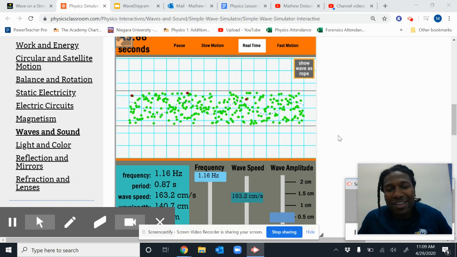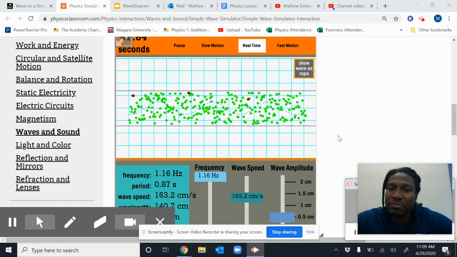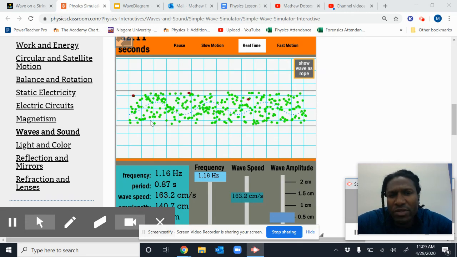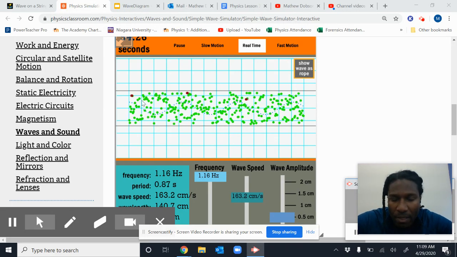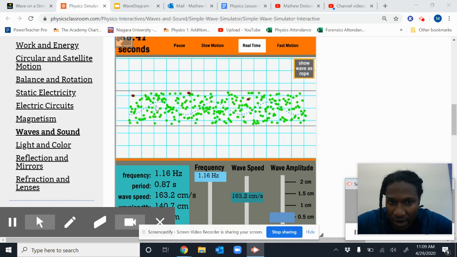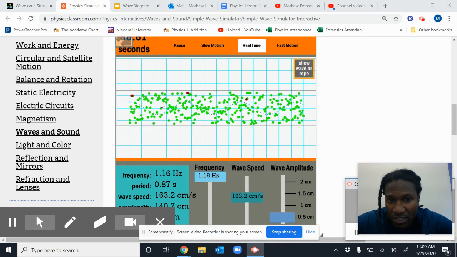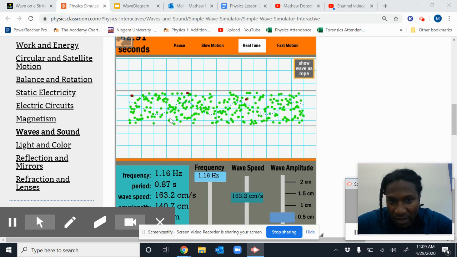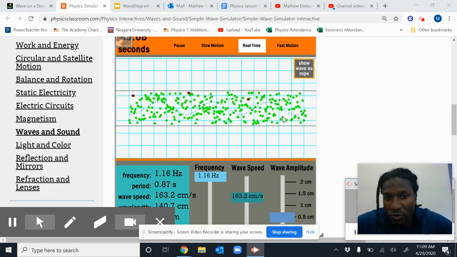I'm here looking at this simulation. Now, you can see that there's a couple things going on here. I have here a compression wave. So you can see the little molecules moving back and forth, and the wave is moving forward. So we have a longitudinal wave.